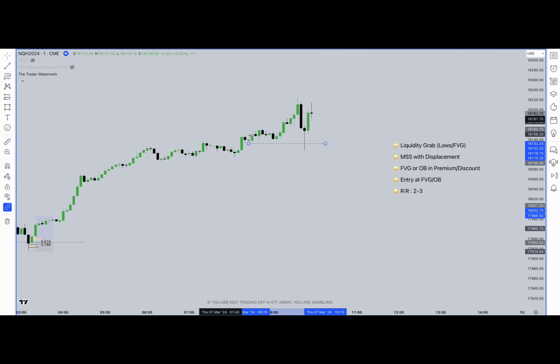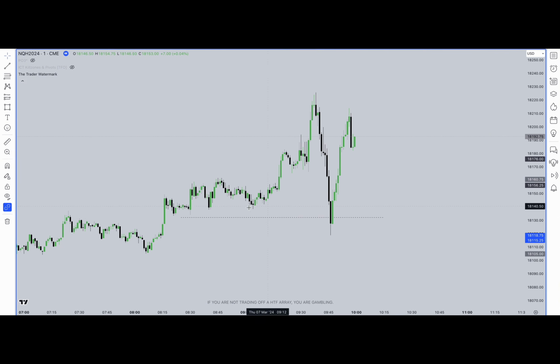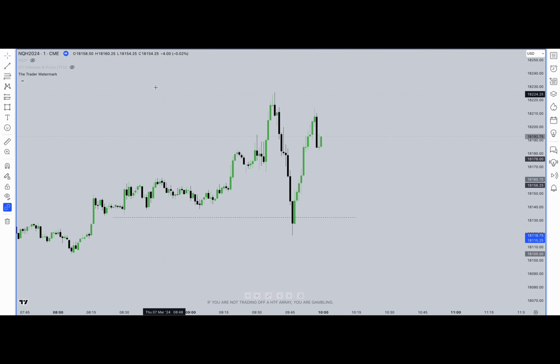So we're going to a lower time frame. We know the drill. So we want the liquidity grab. It does after New York open. Displacement up, leaving a fair value gap. And now comes the tricky part again. Are you going to take it or not?